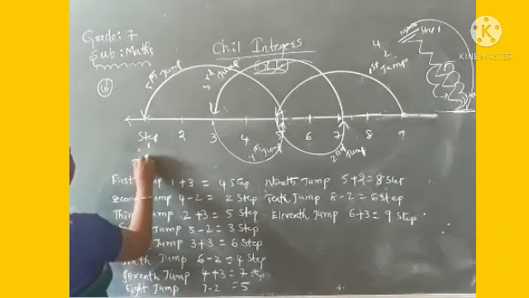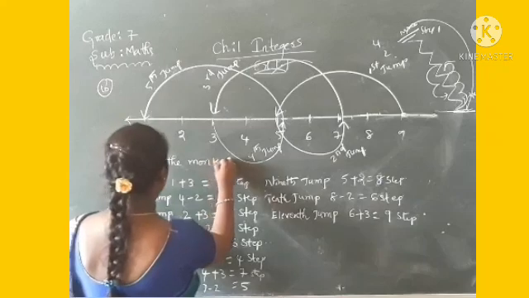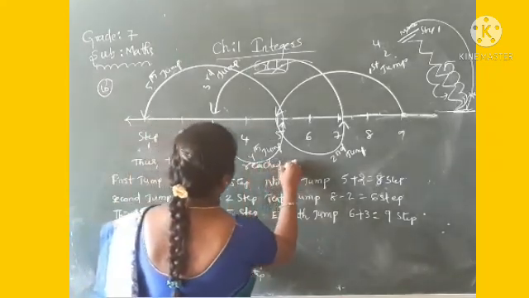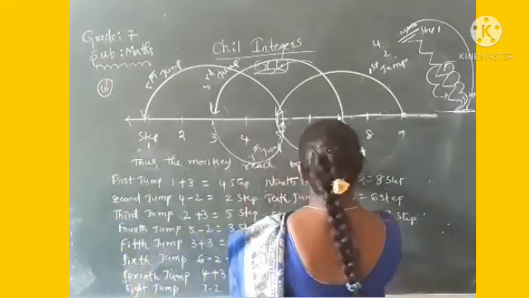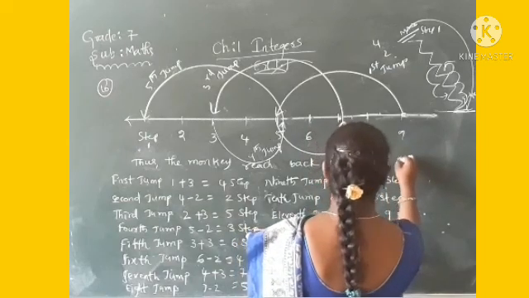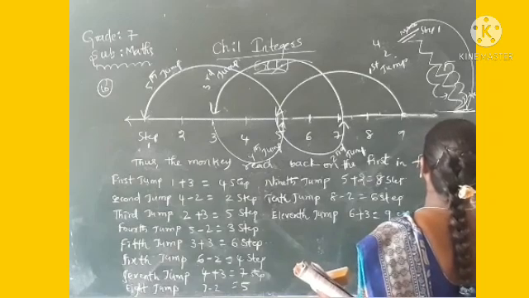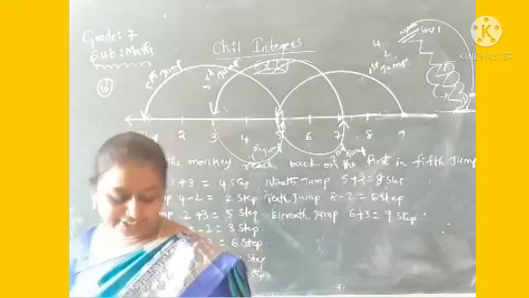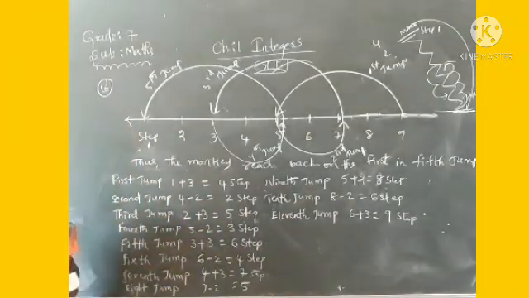So here you write, thus the monkey reached back to the first step in the fifth jump. 5 jumps, it has to complete. Then only the monkey will reach step 1.